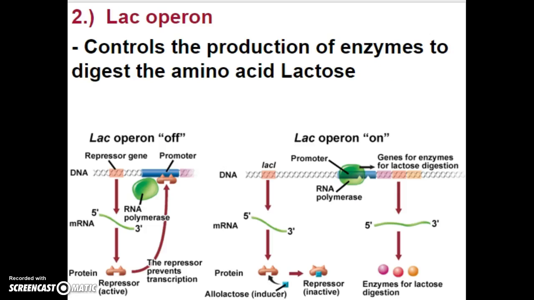The lactose operon, or the lac operon, controls production of enzymes to digest lactose. So again, when the lac operon is on, those enzymes for lactose digestion will be made. If the operon or operator is switched off, the call can't be connected, so the enzymes for lactose digestion will not be made.